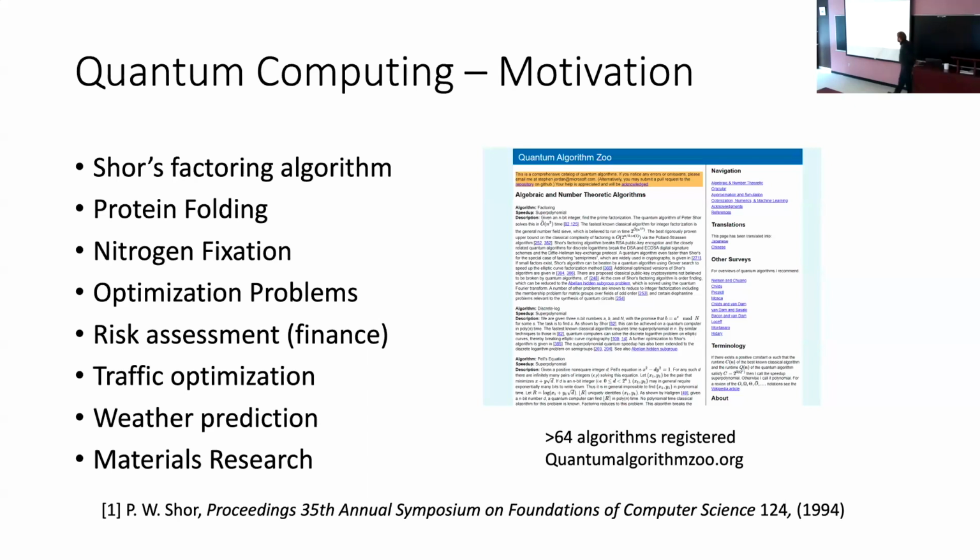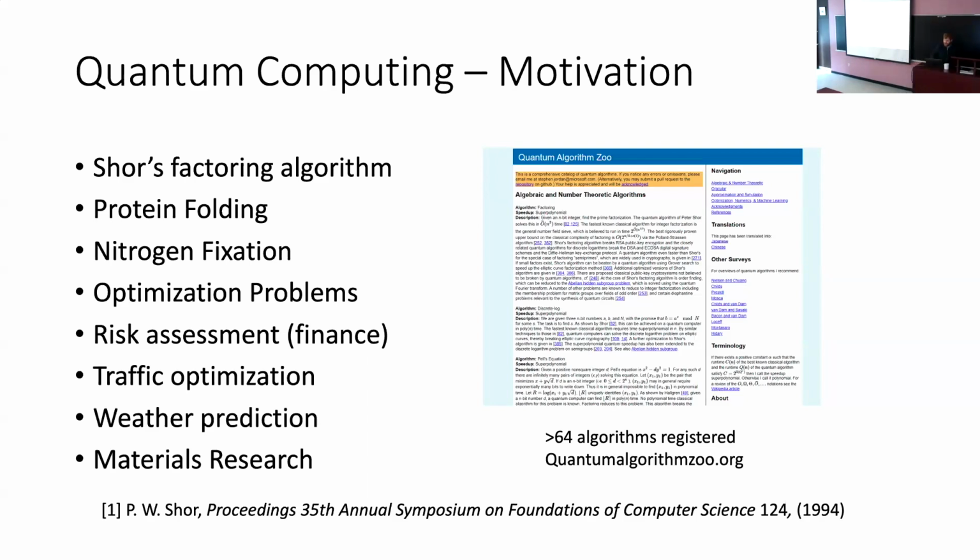There are optimization problems that are well suited to this. Risk assessment, the financial industry has a lot of interest in quantum computers. Traffic optimization, now machine learning applications are becoming kind of popular, and the list goes on and on and on. So our hope is that if we could build a universal quantum computer, that we could do some really interesting things that would really benefit society.